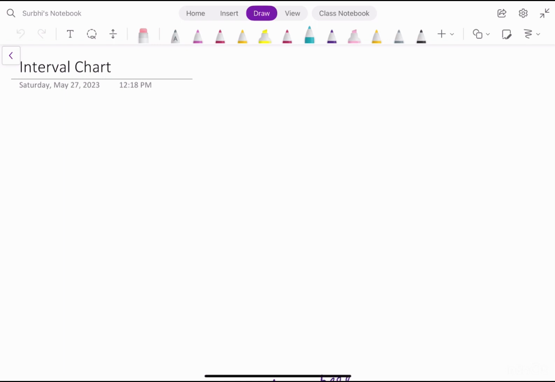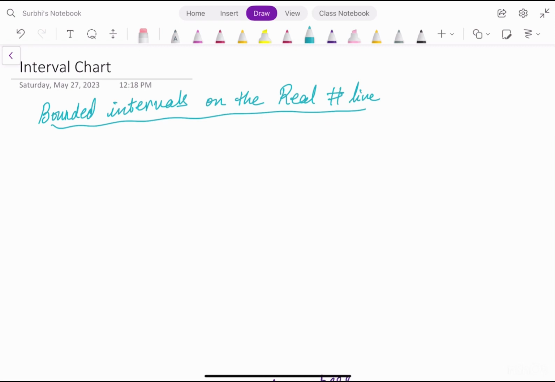Now, another important thing is the interval chart. When we are talking about the interval chart, we are talking about bounded intervals. That means what is included or what is not included when we are talking about real numbers on the number line. Let's expand on this. Let's say we have A and B. They are the endpoints.